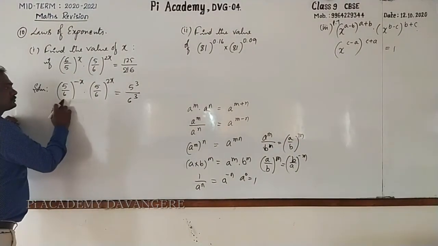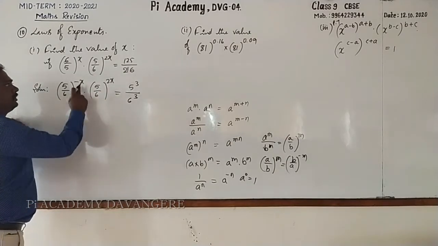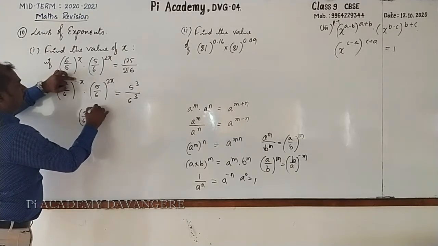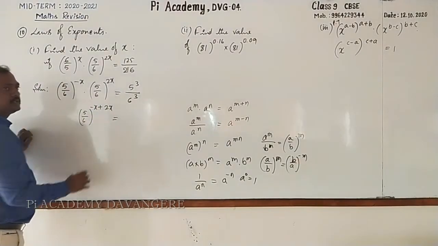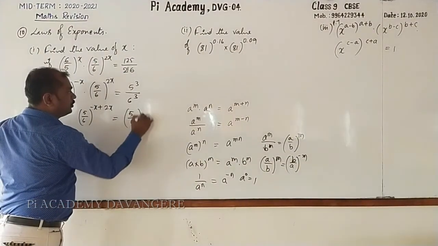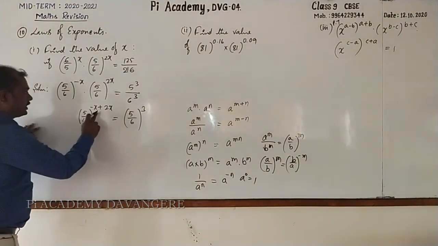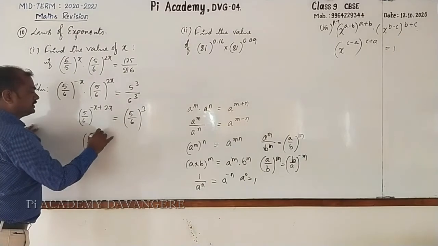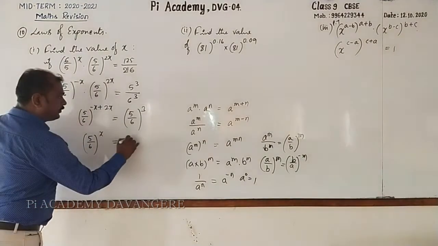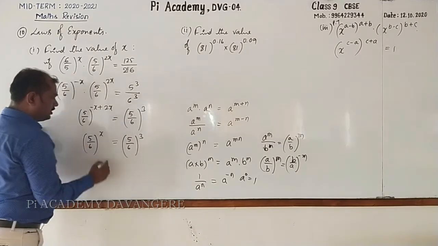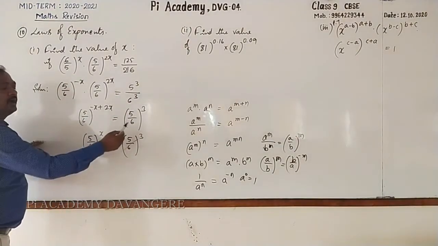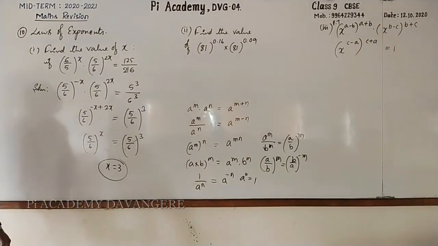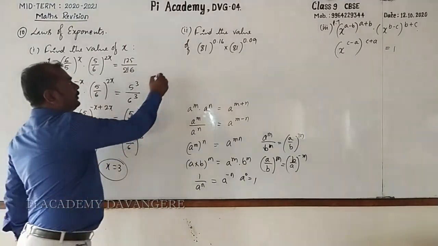Observe here the bases are same and the powers are different. Hence let's go for adding them. 5 by 6 whole raised to the power minus x plus 2x is equal to 5 by 6 whole raised to the power 3. Next, 5 by 6 whole raised to the power x is equal to 5 by 6 whole raised to the power 3. Observe, again here the bases are same and the powers are different, equate them. x equal to 3. This is the value of x.